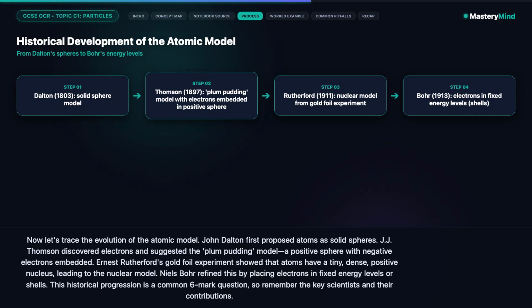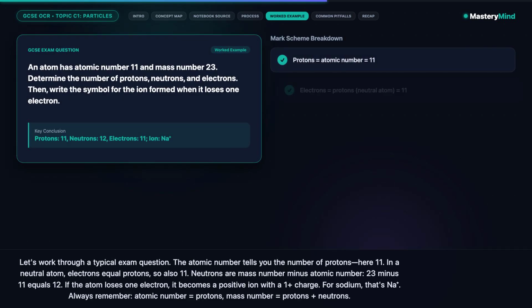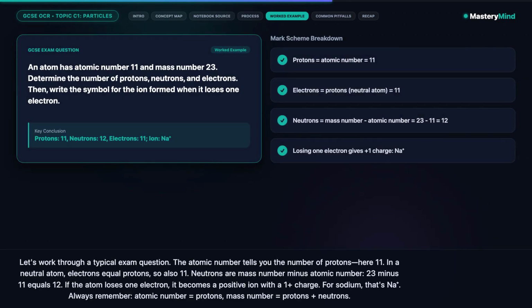Let's work through a typical exam question. The atomic number tells you the number of protons, here 11. In a neutral atom, electrons equal protons, so also 11. Neutrons are mass number minus atomic number, 23 minus 11 equals 12. If the atom loses one electron, it becomes a positive ion with a 1 plus charge. For sodium, that's Na+. Always remember, atomic number equals protons, mass number equals protons plus neutrons.